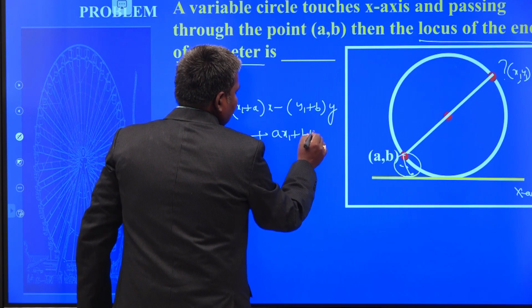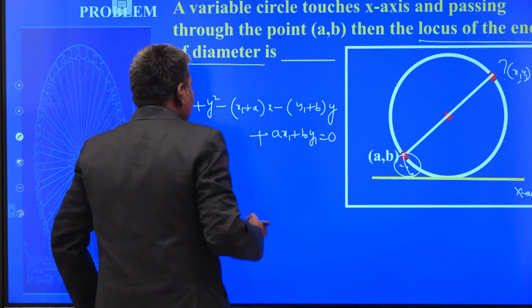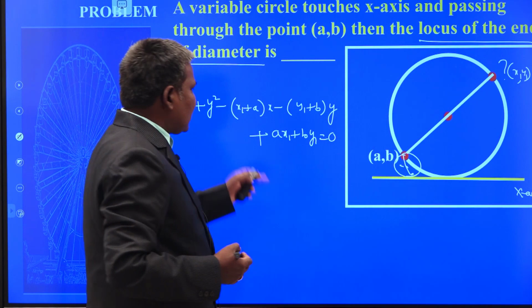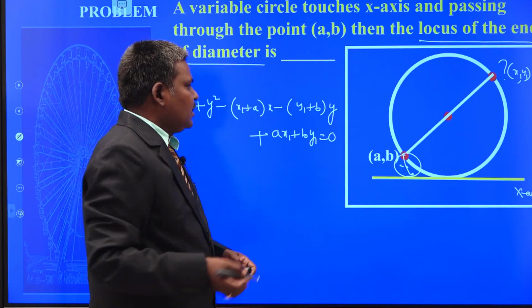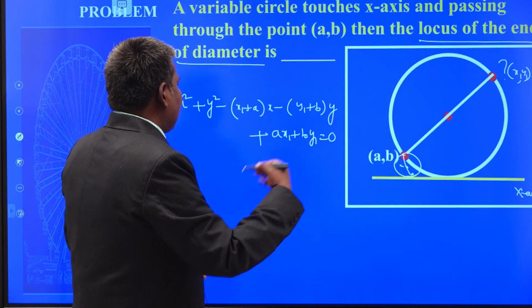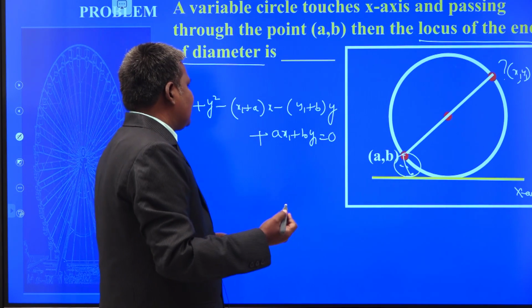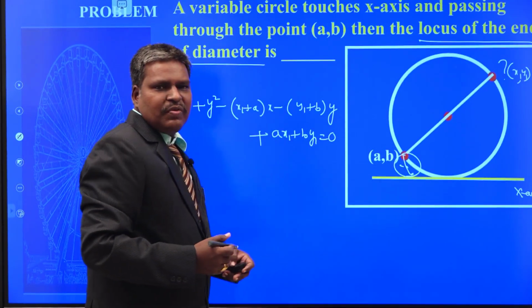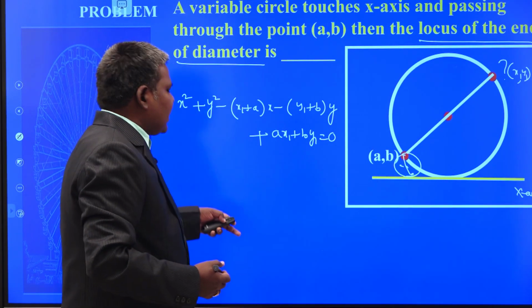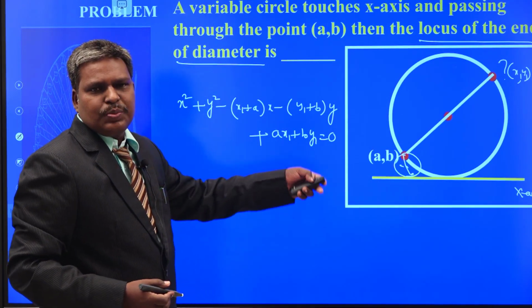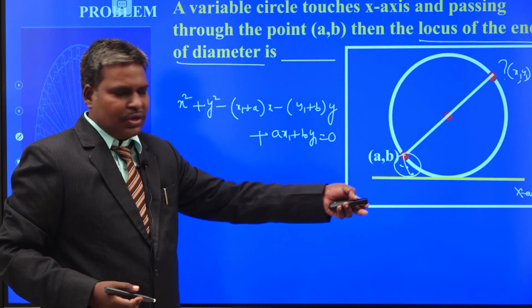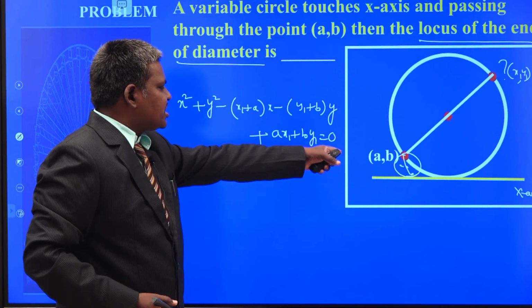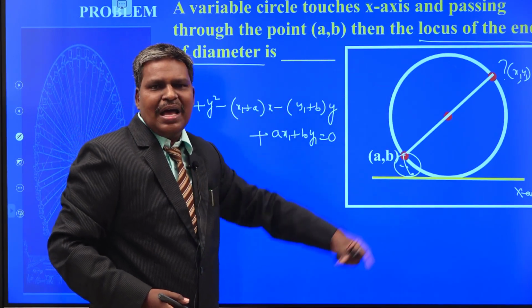ax1 plus by1 is equal to 0. Already we proved this one. This is the last but one step of your theorem. x square plus y square minus (sum of x coordinates) into x minus (sum of y coordinates) into y plus ax1 plus by1 equal to 0. After that we get (x minus x1) into (x minus x2) plus (y minus y1) into (y minus y2) equal to 0. This is your circle whose extremities are (a, b) and (x1, y1).